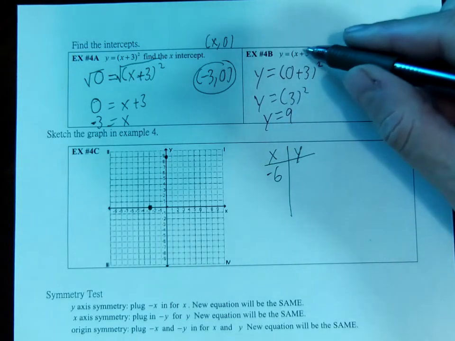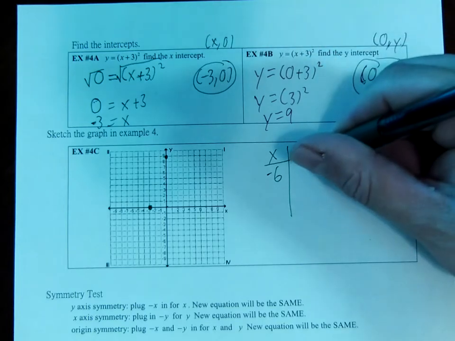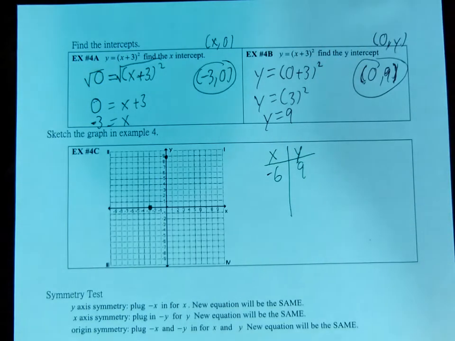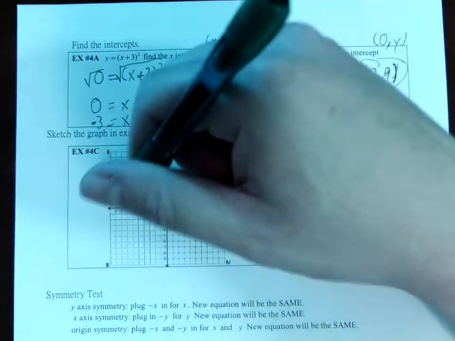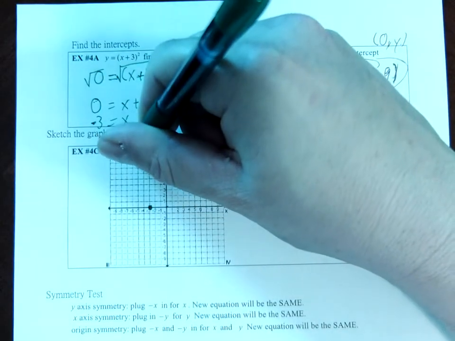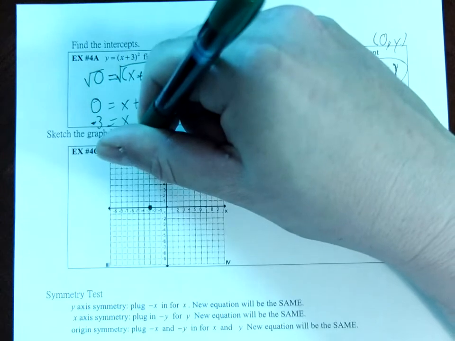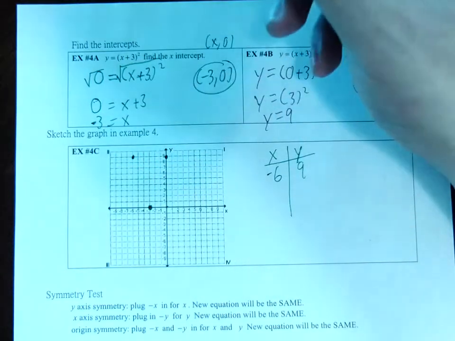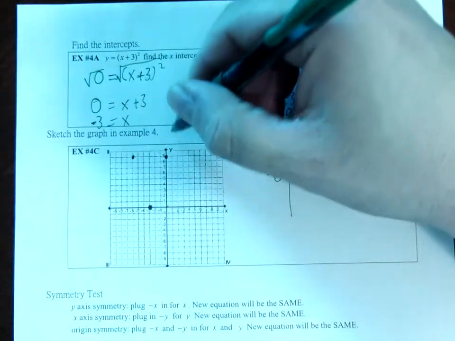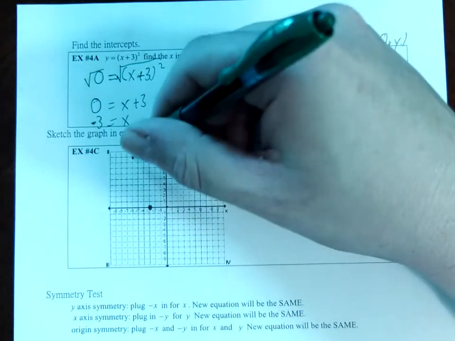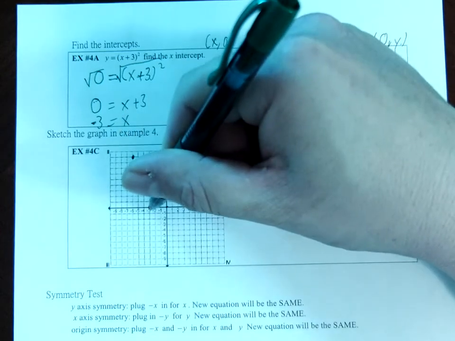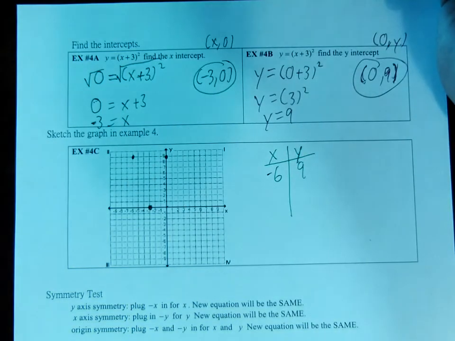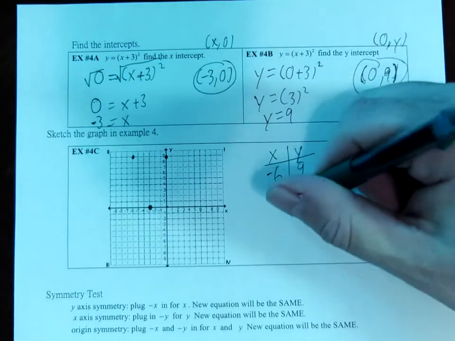So negative 6 plus 3 is negative 3, quantity squared, so y equals 9 as well. It's not negative 9, it's positive 9. So what I'm noticing here is that these two values are repeated values. That gives me a very good idea that this graph is going to point upwards on both sides. I'm going to go through this point down below and point upwards on both sides, since these are evenly spaced from this x-intercept.